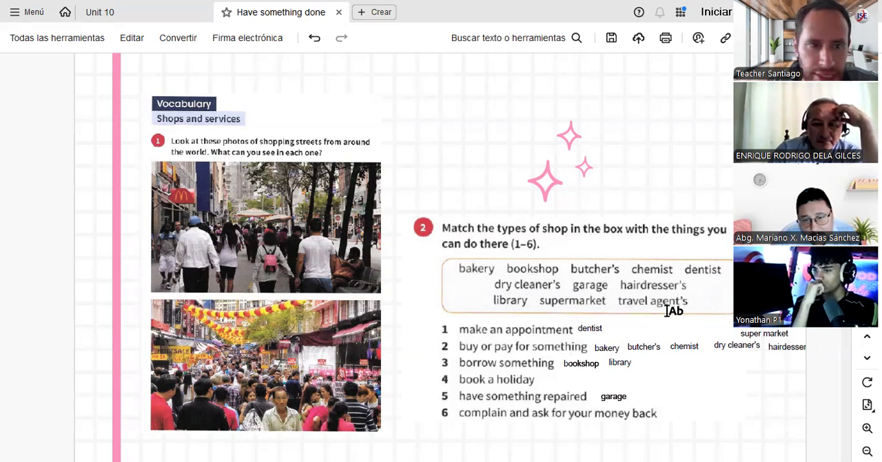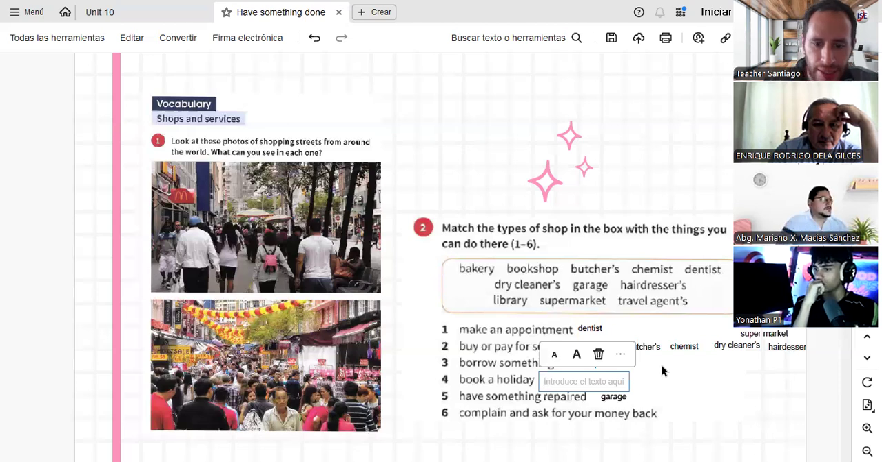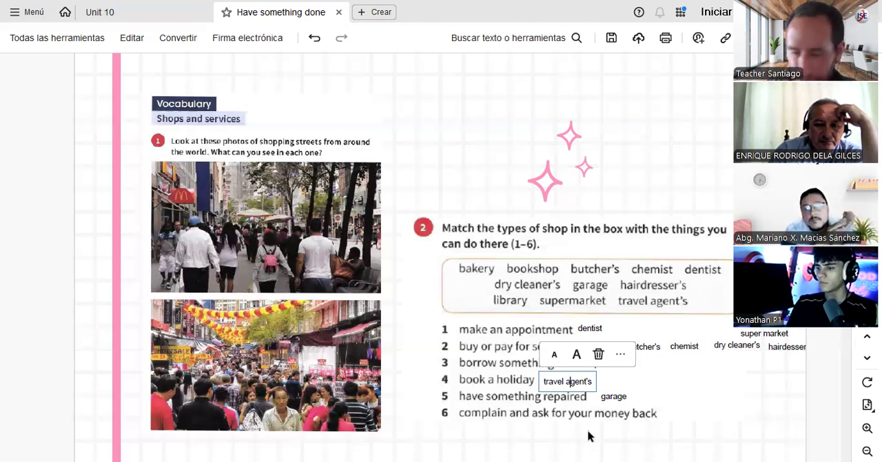Okay, travel agent. Book a holiday. So we miss complain and ask for your money back. What do you think? Where can we do this? Complain and ask for your money back. Quejarnos y pedir que nos regresen el dinero. Supermarket, right? I think so. Thank you so much.